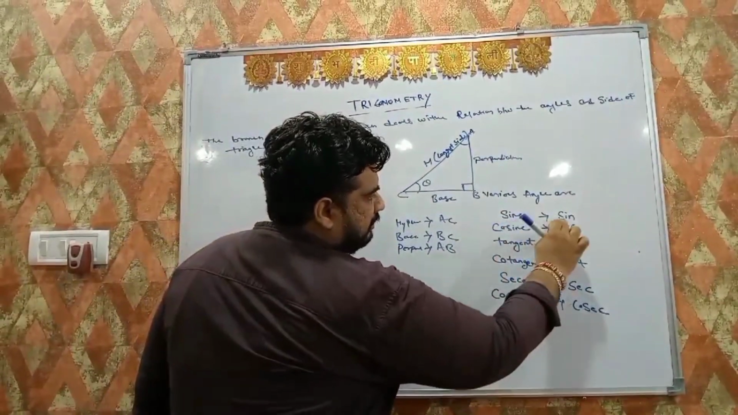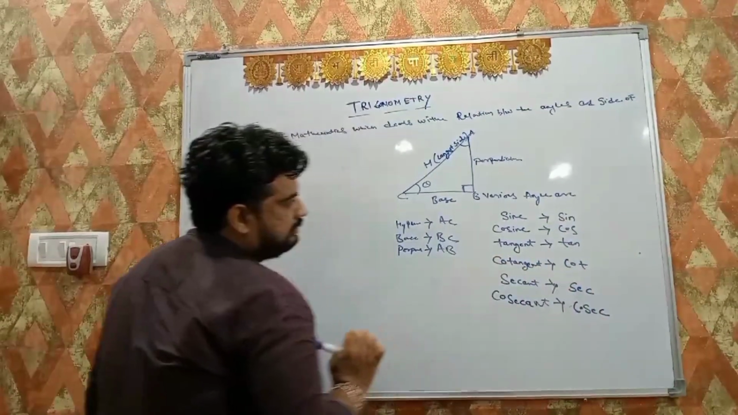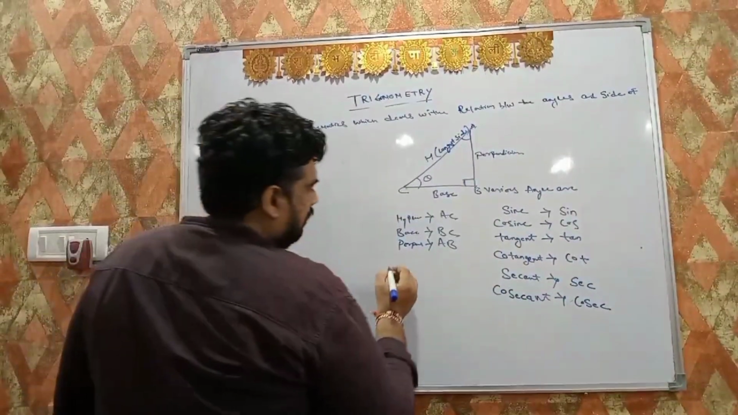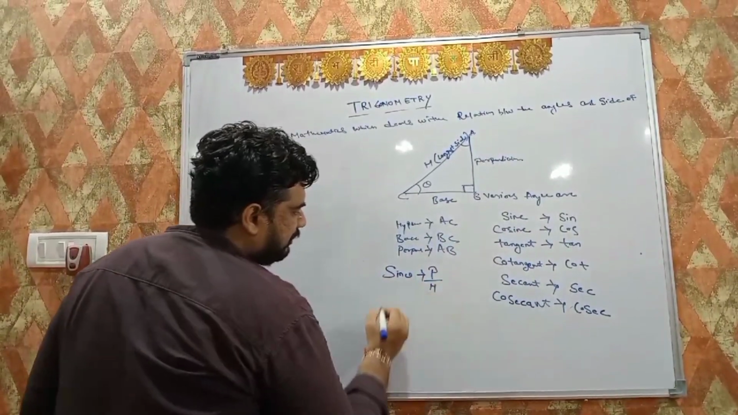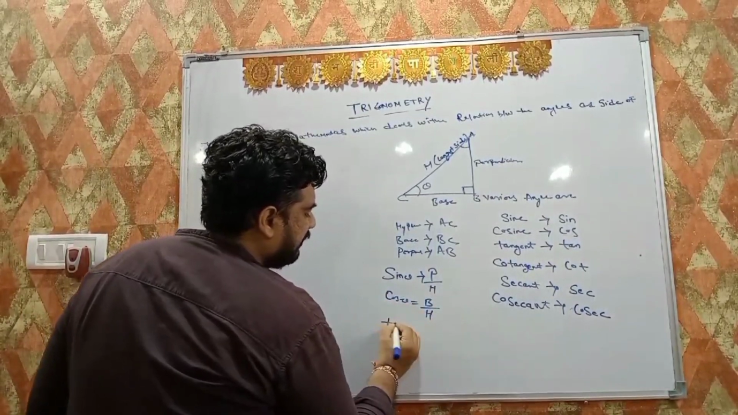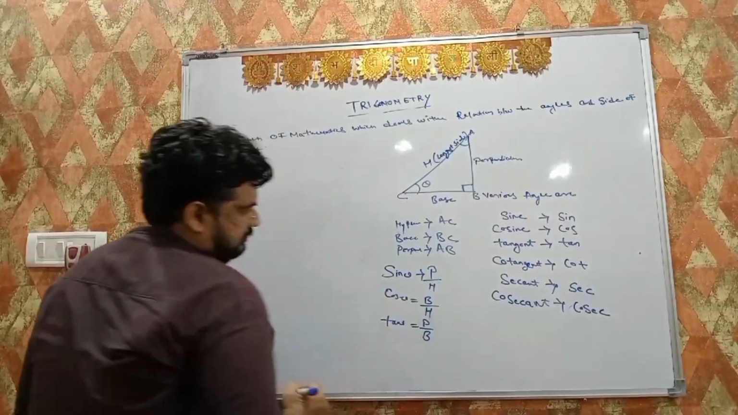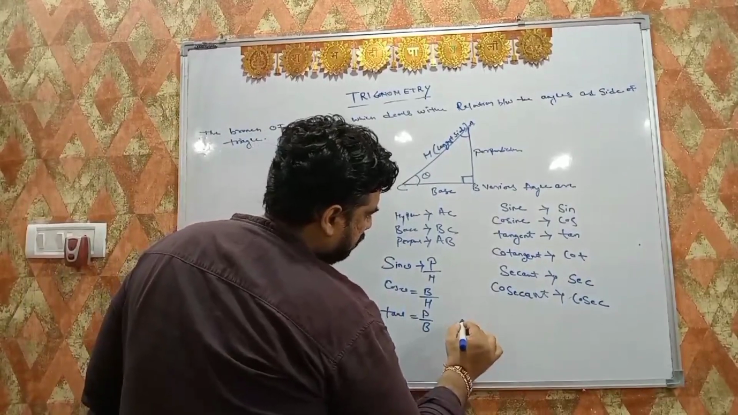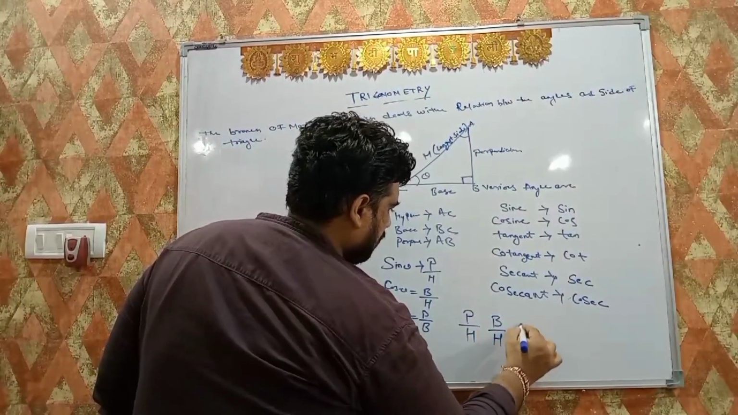There are various ratios with which we deal: sine, cosine, tangent, cotangent, secant and cosecant. The short forms are sin, cos, tan, cot, sec and cosec. So sin theta is perpendicular upon hypotenuse, cos theta is base upon hypotenuse and tan theta is perpendicular by base.